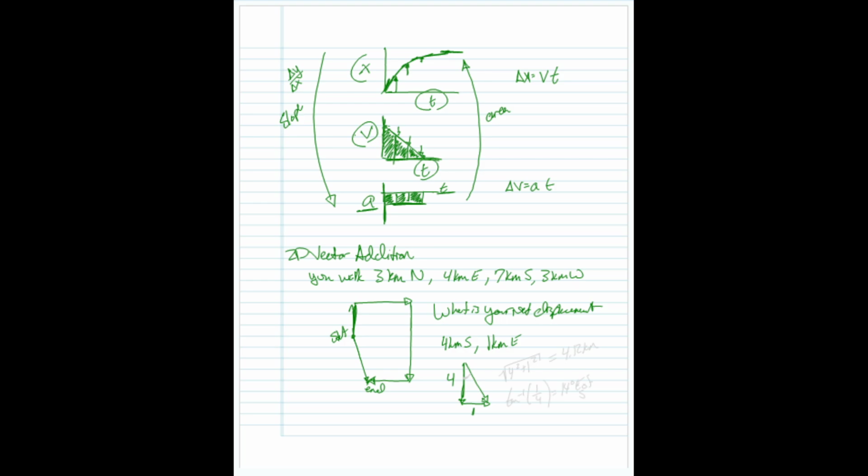To find that hypotenuse, I would do the Pythagorean theorem, which gives me 4.12 kilometers. But I also need to describe what direction to go, since I'm not going straight south and I'm not going directly east. I have to say where to point myself. So I would need to describe this angle here. Inverse tangent of 1/4 is 14 degrees east of south.